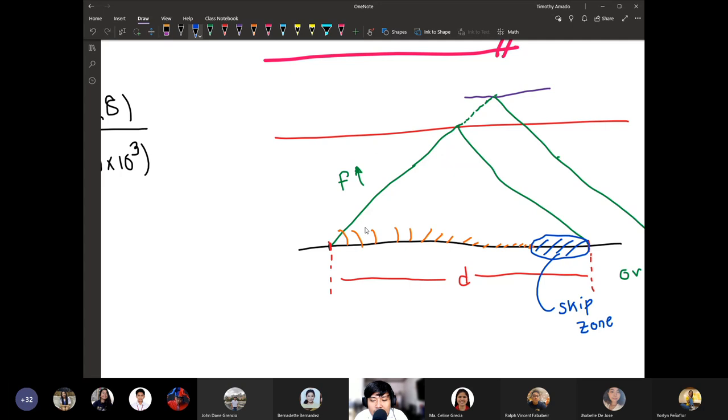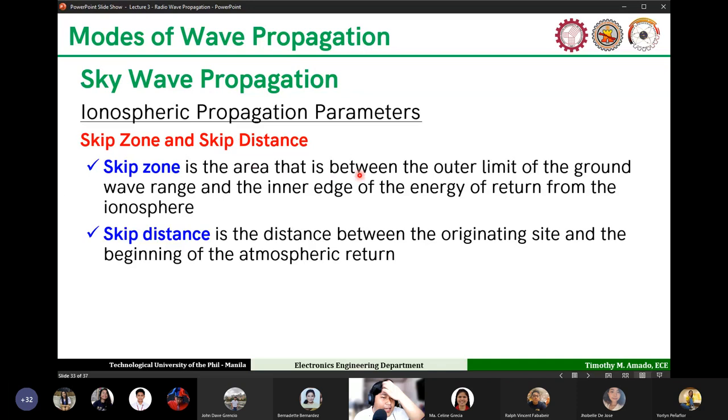Okay, so you understand, guys? That is what skip zone means. In a wireless communication system, it is the area between the outer limit of the ground wave range and the inner edge of the energy returning from the ionosphere. In other words, it is not reached by the ground wave but it is too close for the sky wave. So, that is the skip zone.